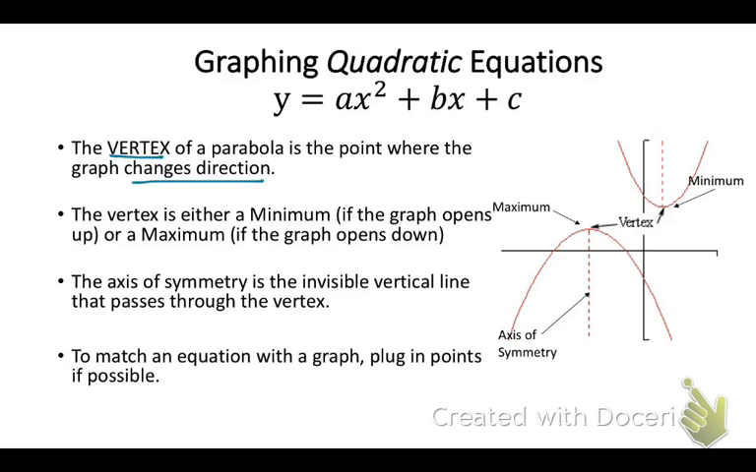The vertex of a parabola is the point where the graph changes direction. If you look at the pictures to the right of the video and on your note sheet, you can see the vertex is pointed out at either the highest or the lowest point. That is called a minimum if the graph opens up, or a maximum if the graph opens down. The axis of symmetry is the invisible vertical line that passes through the vertex. To match an equation with a graph, one strategy you can use is to plug in points for x and y.